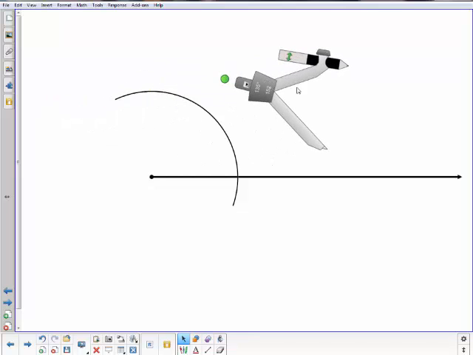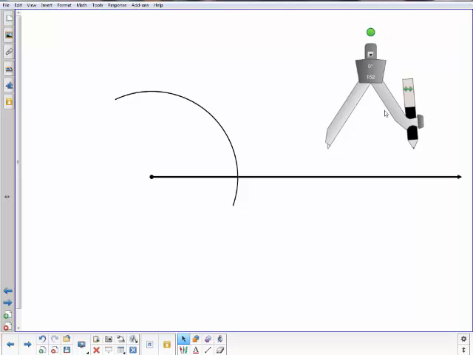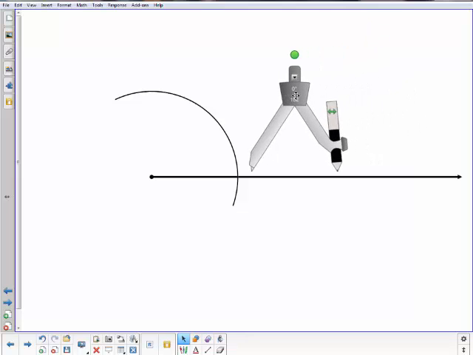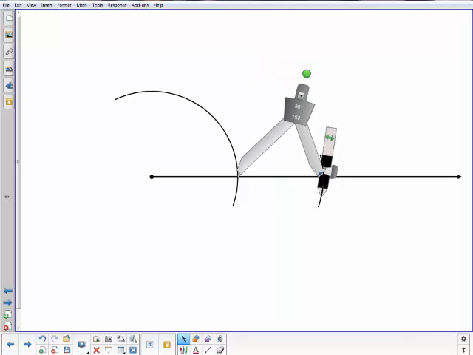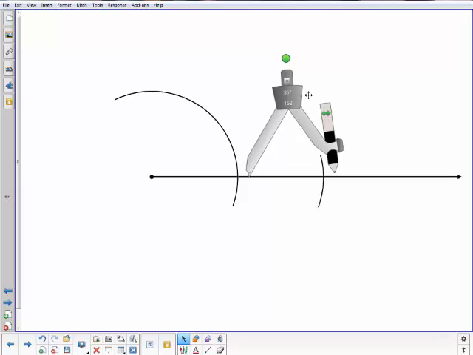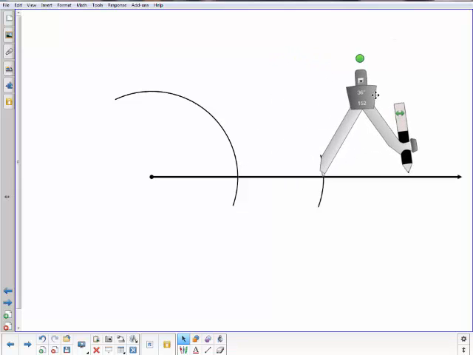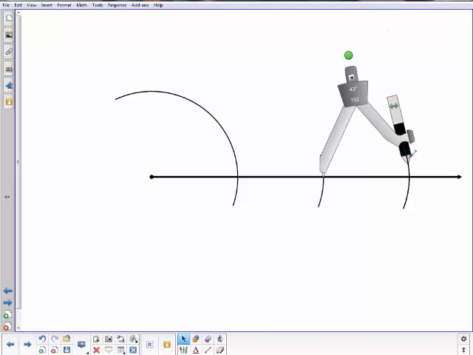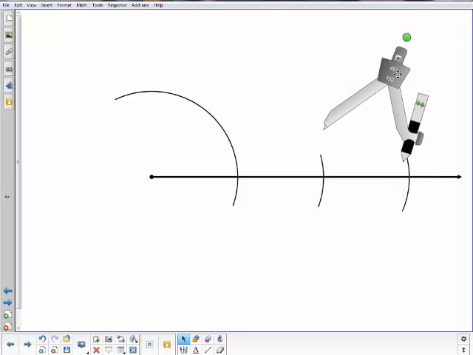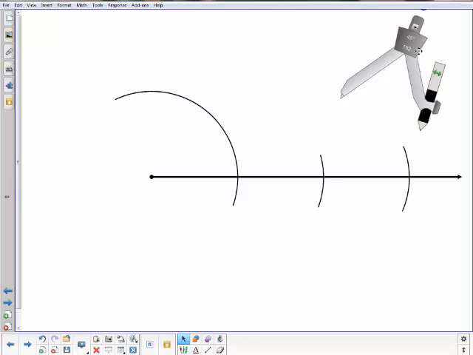And what I will do is rotate my compass, bring her back down, put it on the point which I established as 1, and I will now strike my second arc, and moving the compass over, I will strike the third arc, so now I have the points 0, 1, 2, and 3 on my number line.